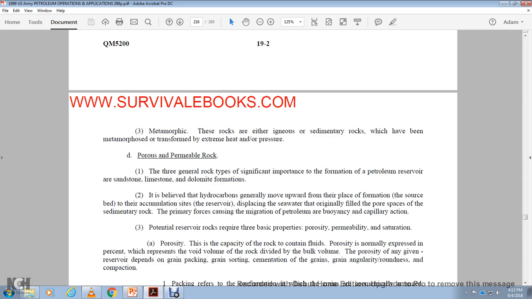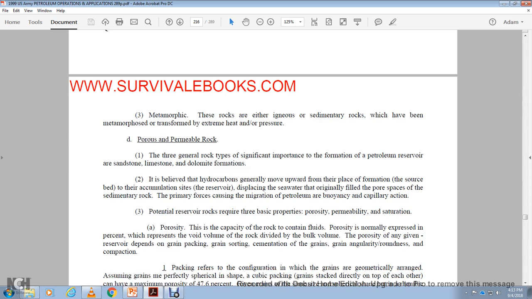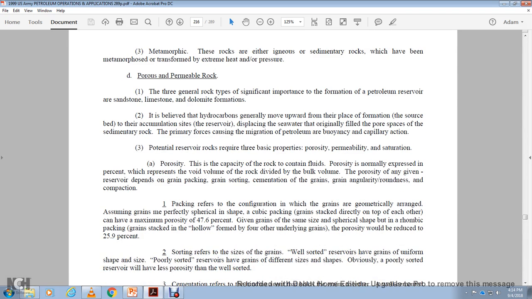Potential reservoir rocks require three basic properties: porosity, permeability, and saturation. Porosity is the capacity of the rock to contain fluid. Porosity is normally expressed as a percent, representing the volume of pore space divided by the bulk volume of the rock. The porosity of any given reservoir depends on grain sorting, cementation of the grains, angularity and roundness, and the compaction or packing.